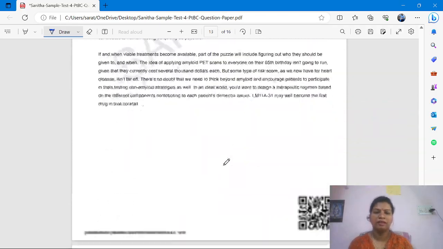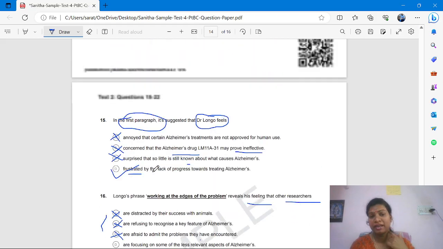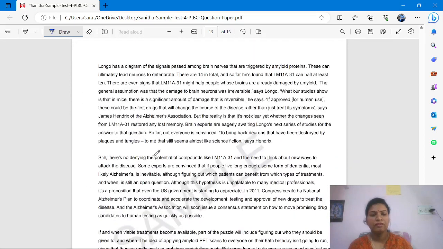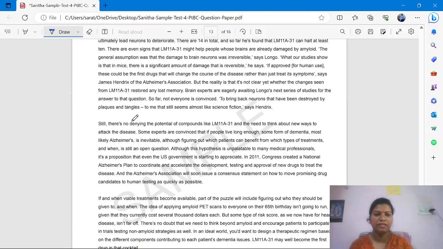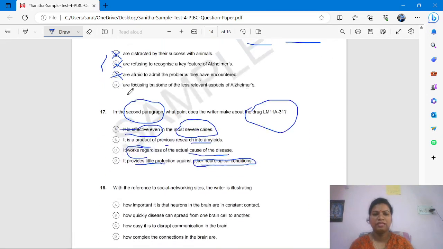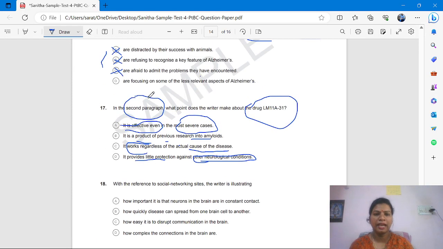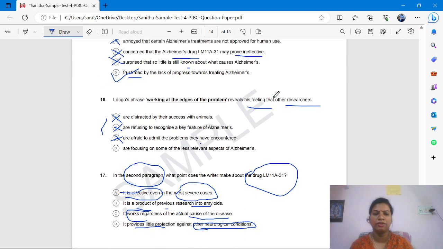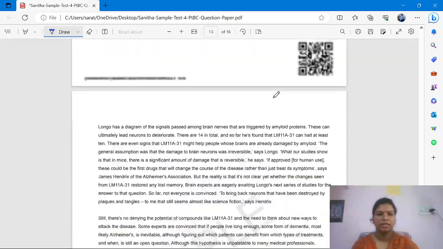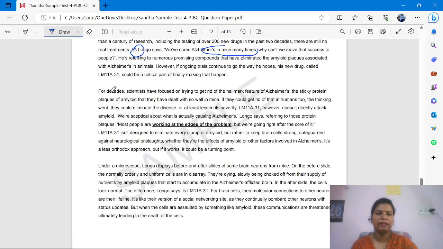Sorry, we have to find the answer. We have to read the second paragraph. We are at the third paragraph. This is the first paragraph, this is the second paragraph. Sorry, once more, we read the second paragraph. What point does the writer make about the drug LM11A31? We have to find the option in the second paragraph.